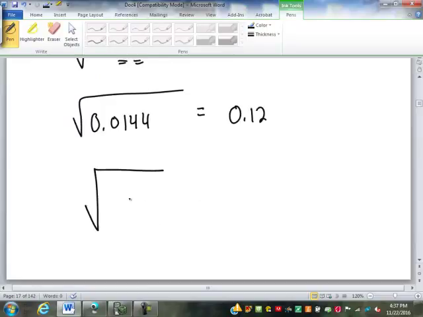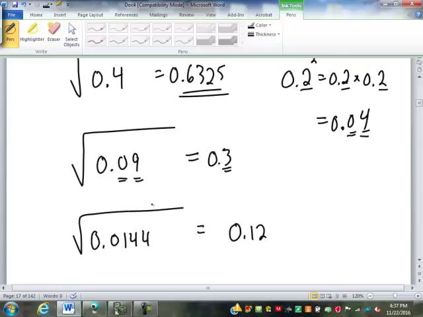One thing you'll notice, by the way, on all the ones I just did here, on these decimals, the answer is bigger than what I started with. 0.6325 is definitely bigger than 0.4. 0.3 is definitely bigger than 0.09. And 0.12 is a lot bigger than 0.0144. We're so used to when we take a square root getting a result that is smaller.